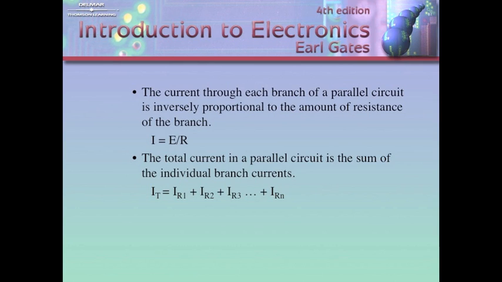The total current in a parallel circuit is the sum of the individual branch currents. IT is equal to IR1 plus IR2 plus IR3, and so on. Series circuits were known as voltage dividers. Parallel circuits are going to be known as current dividers because we're dividing up current. Very good. That's exactly how I want you to think of these in the future. When I say series circuit, think voltage divider. When I say parallel circuit, think current divider. Very good.